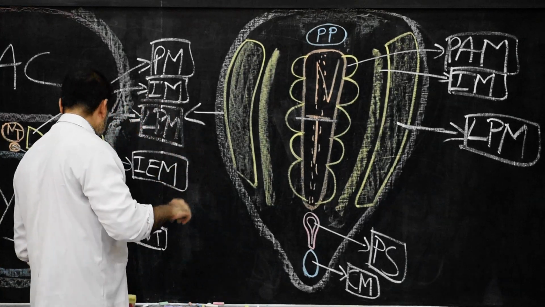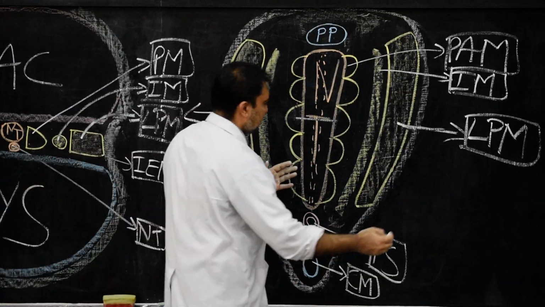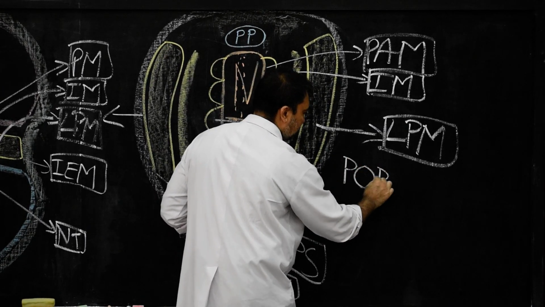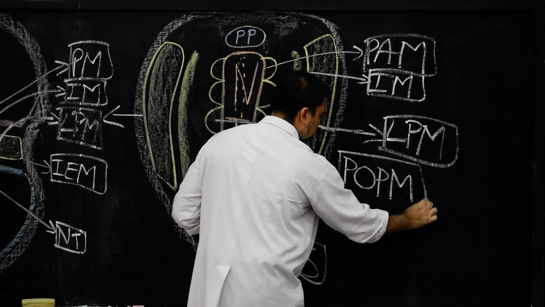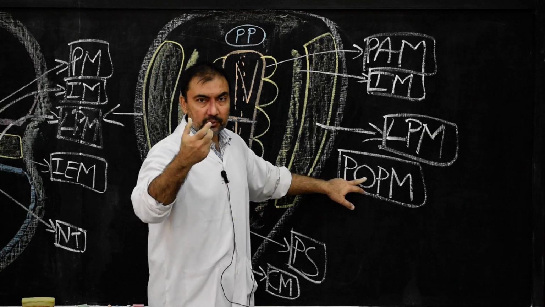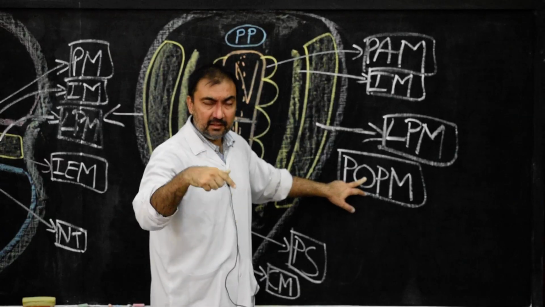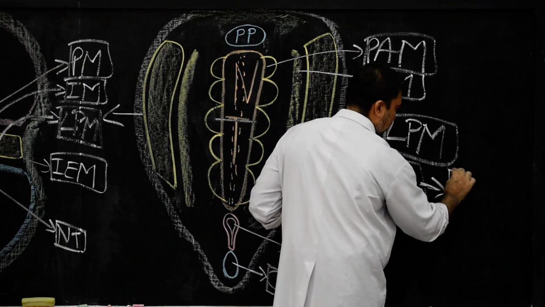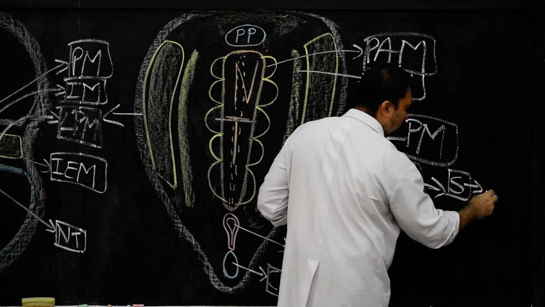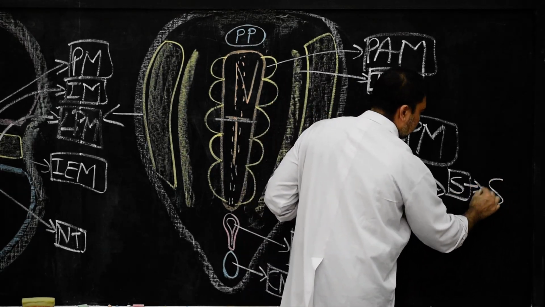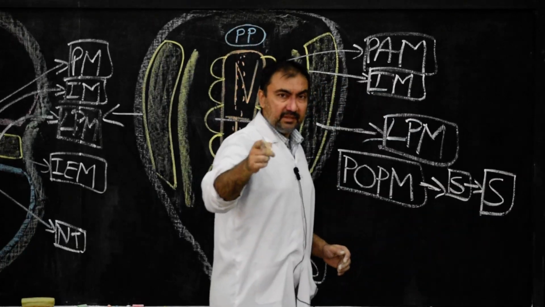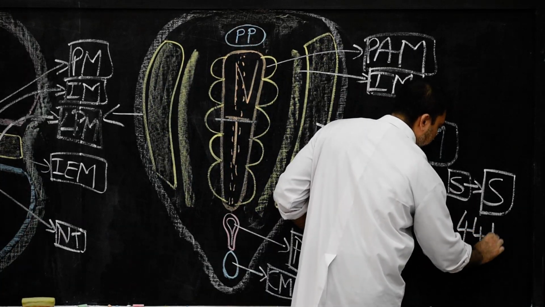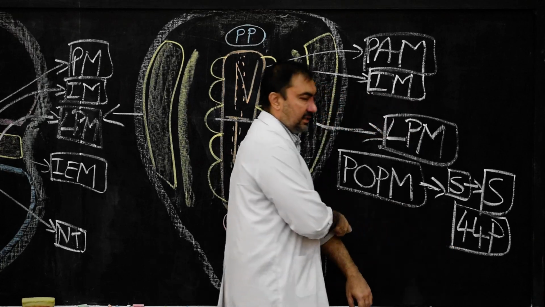So now we will write down. The post-otic paraxial mesoderm, please note down, that means the portion of paraxial mesoderm below the otic vesicle, will undergo segmentation, and these segmented parts will form conical masses which will be known as somites. How many somites will be there? 44 pairs of somites. So maximum there will be 44 pairs of somites that will develop.